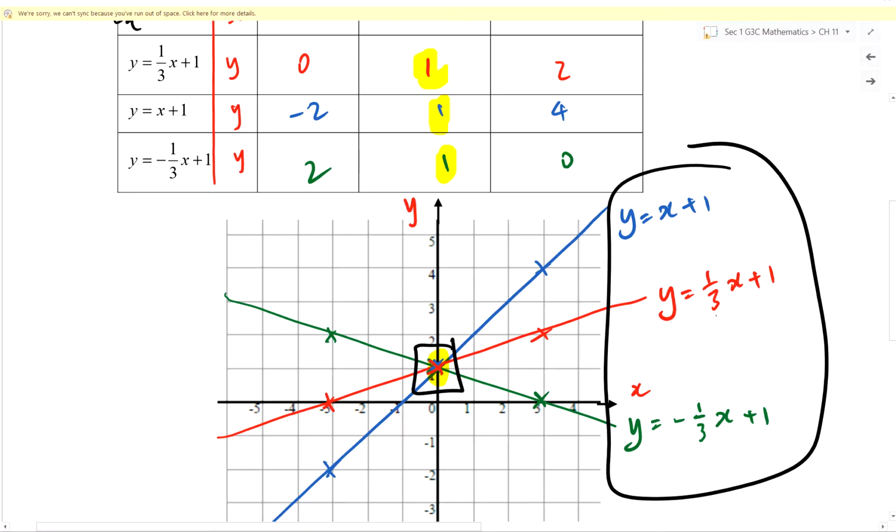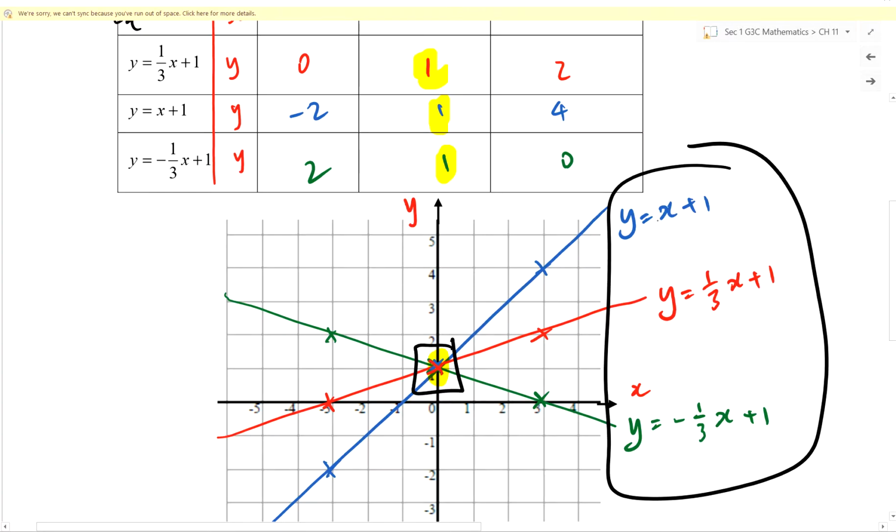Compare the two coefficients, 1 versus 1/3. How are they different? Give me a statement relating 1 and 1/3. Which is greater than which? 1 is greater than 1/3. And that over there is the relationship with the steepness. The greater the coefficient, the steeper it is.